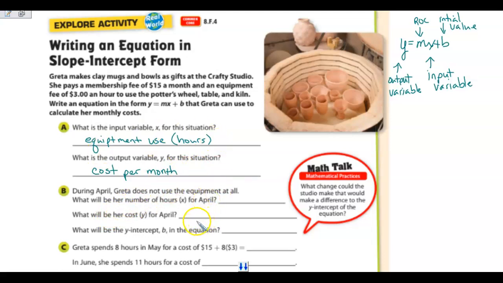So during April, Greta does not use the equipment at all. What will be her number of hours x for April? Well, if she is not renting the equipment at all, what would that be? That would be 0. So what would be her cost for April? Well, it says that she has a $15 a month fee and she's not renting. So it'd be $15. What would be the y-intercept b in this equation? It's going to be 15.